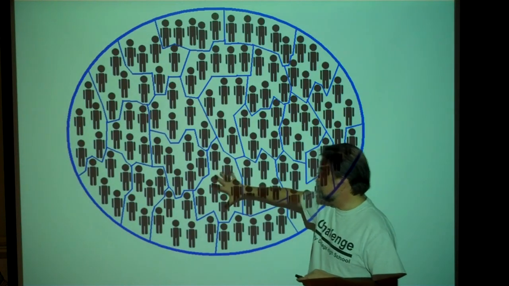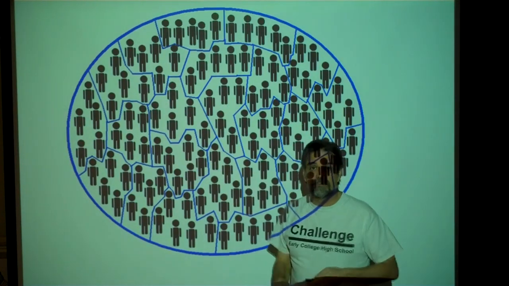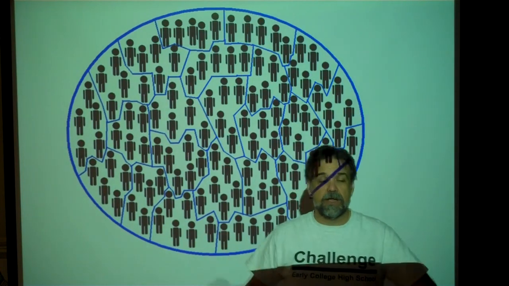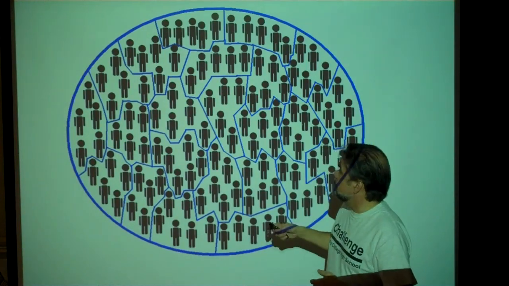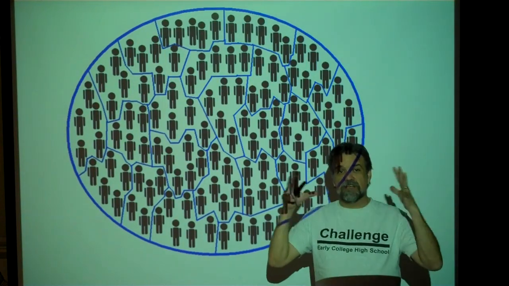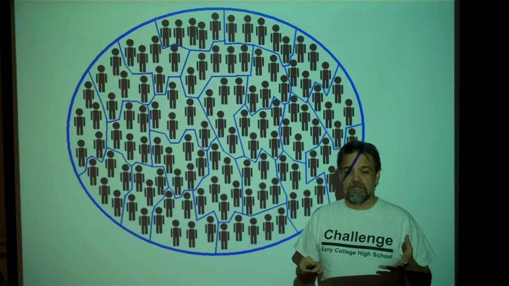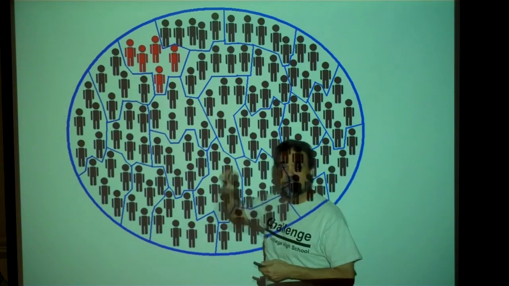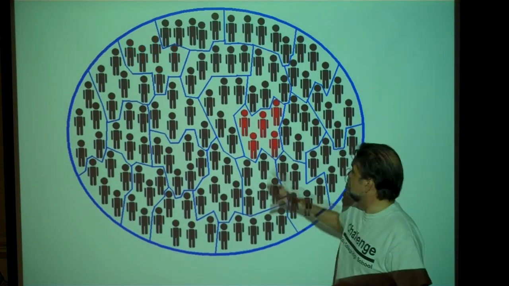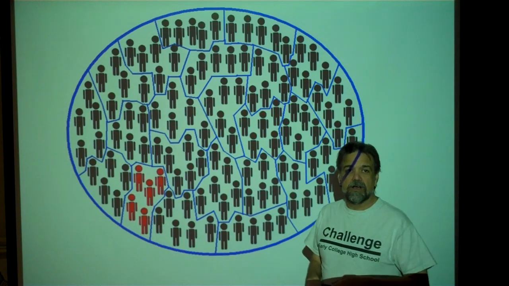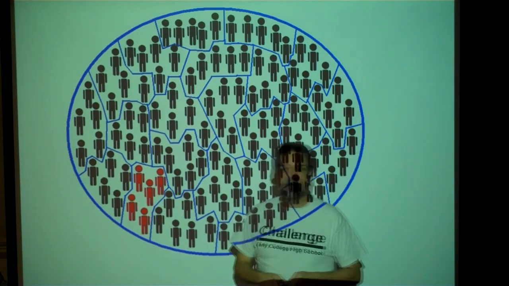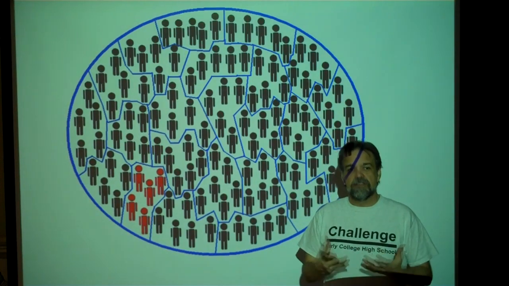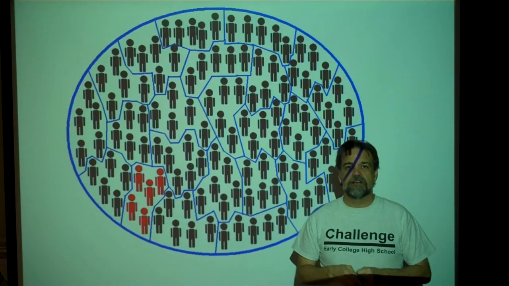This cluster is similar to this cluster, is similar to this cluster, is similar to this cluster. Really, any of these clusters are fairly representative of the entire population. So what I can do is, instead of taking a simple random sample of the entire population, I take a simple random sample of the clusters themselves. And then I just grab everybody in that cluster, or perhaps everybody in this cluster, or perhaps everybody in this cluster. So first you take a simple random sample of the clusters, then you just do a census of that cluster.